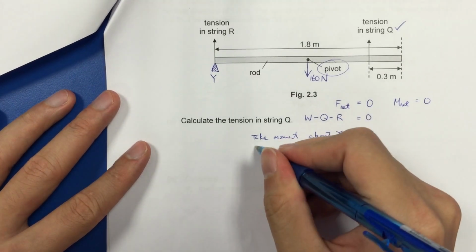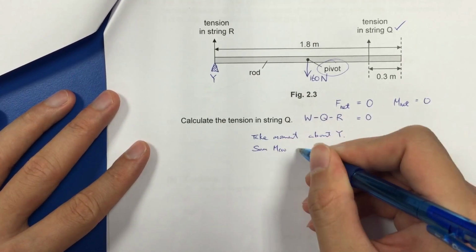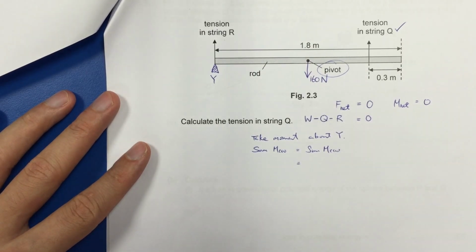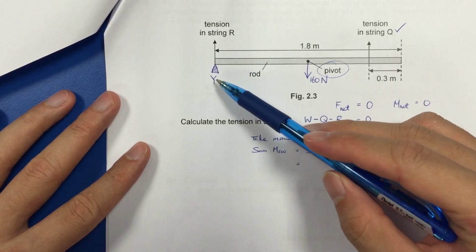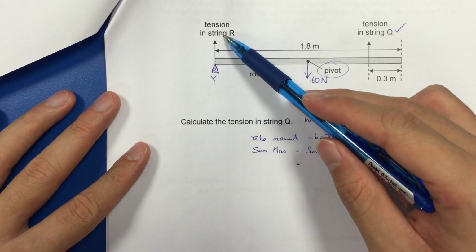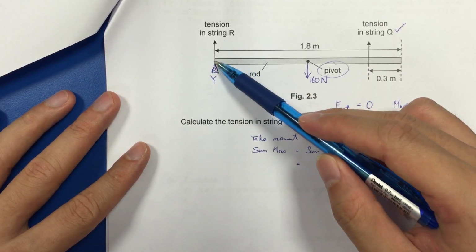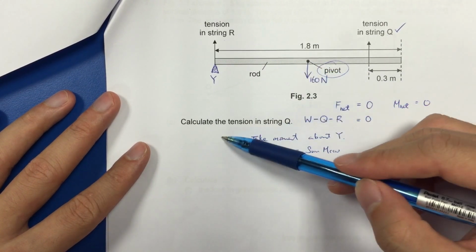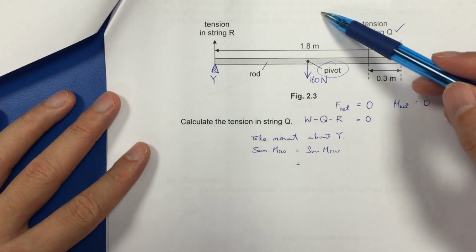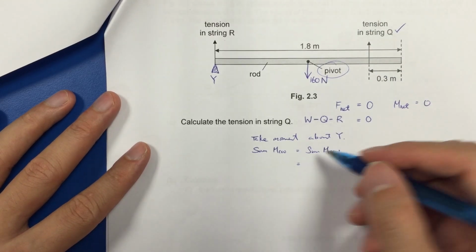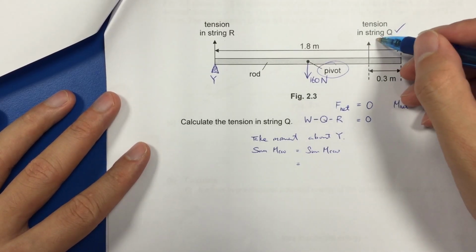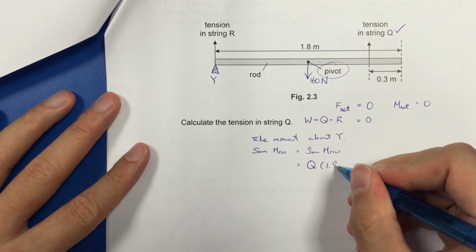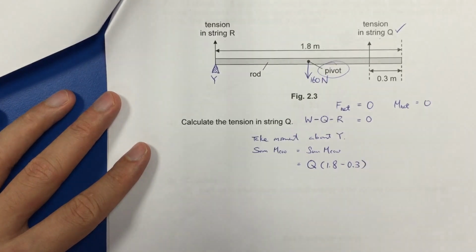Then you just do your sum of moment clockwise equals to sum of moment counterclockwise. And if you look at that, if you take your pivot here, basically you do not need to consider the tension in R anymore because the distance here will be 0. The weight of the beam will cause a clockwise moment. This one will cause a counterclockwise moment. So just substitute in accordingly. So this one is counterclockwise moment, right? So tension Q multiplied by the distance will be 1.8 minus 0.3.